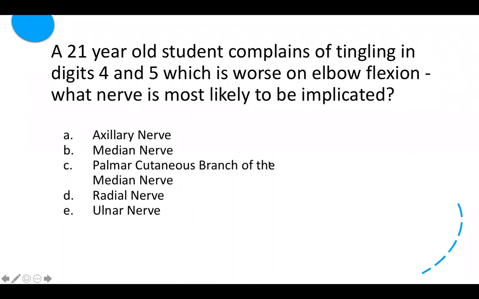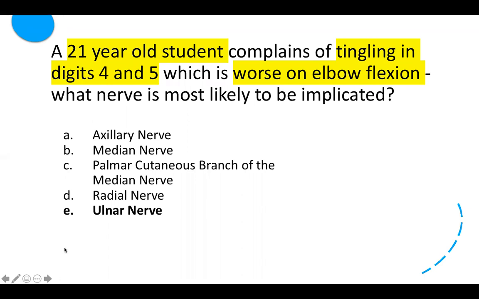Yeah, perfect. So E, so here you're thinking about the ulnar nerve. A 21-year-old student might be writing, and that could be one of the mechanisms that might have caused this. Tingling in digits 4 and 5, thinking what nerve innervates this? That's the ulnar nerve. And tingling, paresthesia, these things can be expected. Worse on elbow flexion is quite commonly observed.